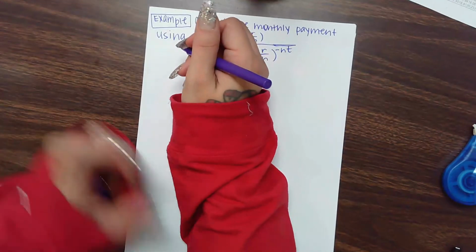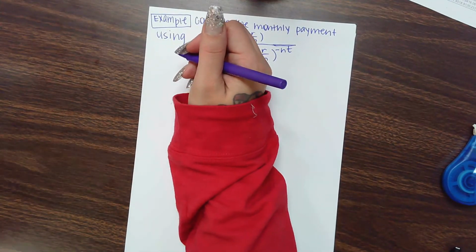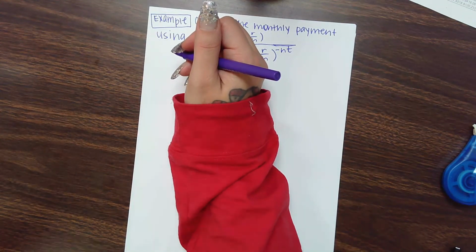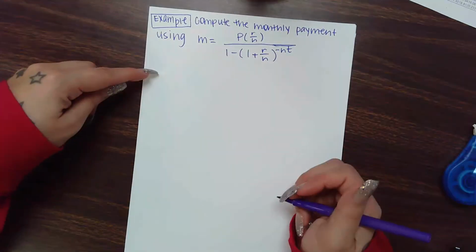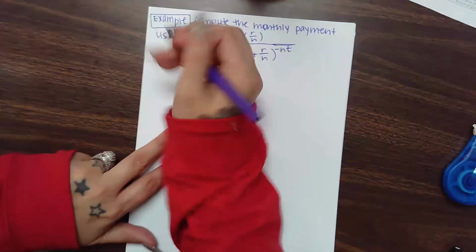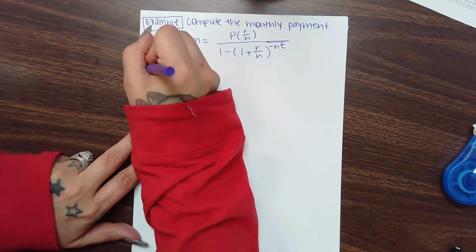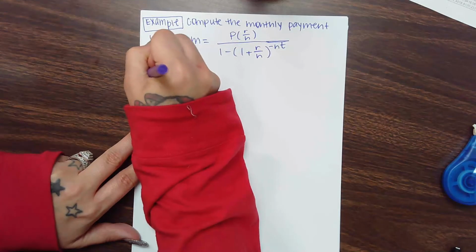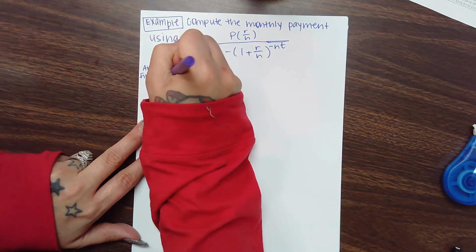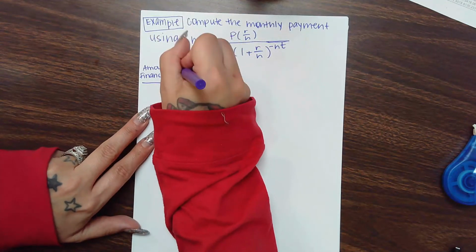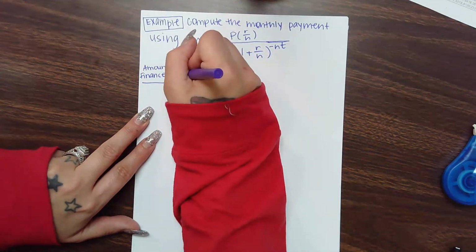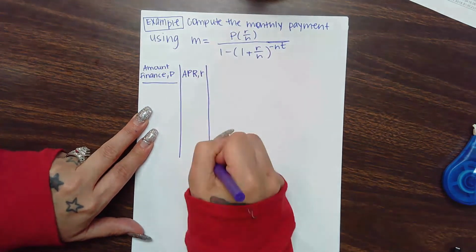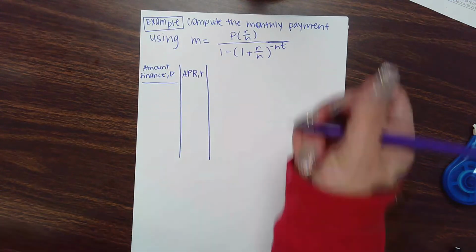Okay, so we're going to have five columns. It's going to say amount financed, APR, number of payments, time, and then monthly payment. So I'm just going to write everything here, going straight across the page. So we'll have an amount financed. They'll be giving me this, and it will be my P. And then we have our APR. Again, in these problems, we're given our APR. What we're just doing is solving the monthly payment, okay?